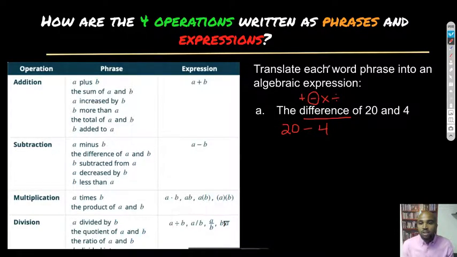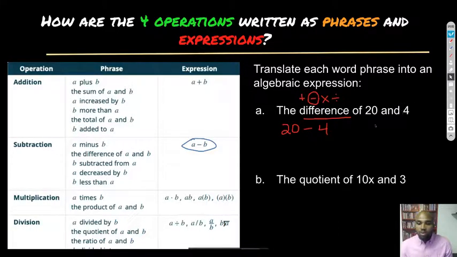So we're taking each word phrase and putting it into an expression. An expression, if you remember, doesn't have an equal sign. It's not an equation, it's just an expression. So that's one way you could write it. What's another way I could write it? I think that's about it, right? Because 20 minus 4, it's the multiplication and division that gets written in multiple different ways.